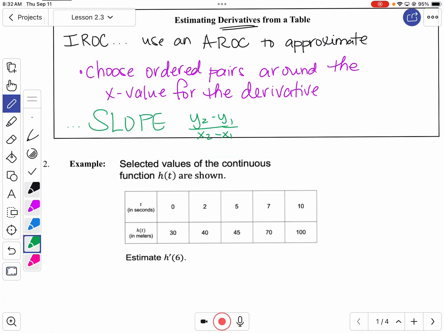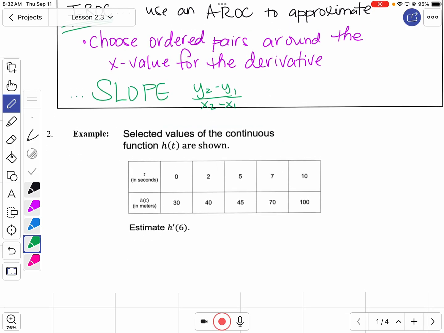So a derivative is just our instantaneous rate of change. If we don't have a function, we can't use a limit, so we've got to approximate using an average rate of change. Take a look at this first one. Selected values of the continuous function h of t are shown. Estimate h prime at 6. Is there a 6 in my table? No, but where would it fall? Between 5 and 7. So those are the 2 points that we're going to use.